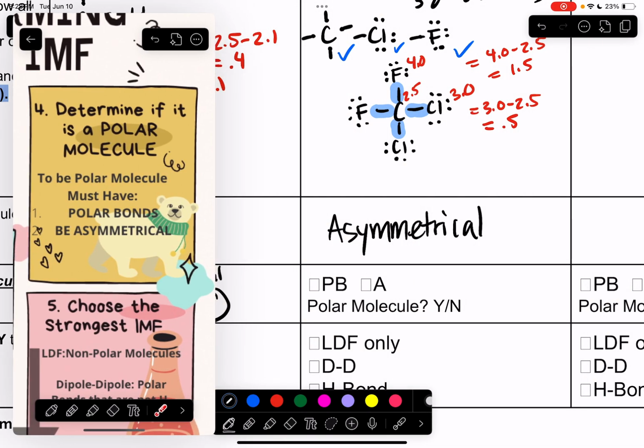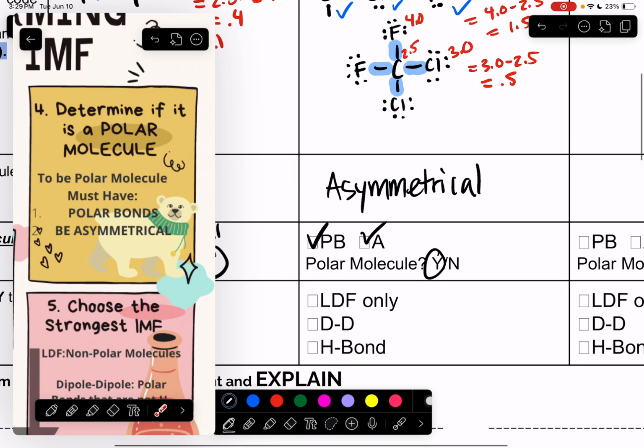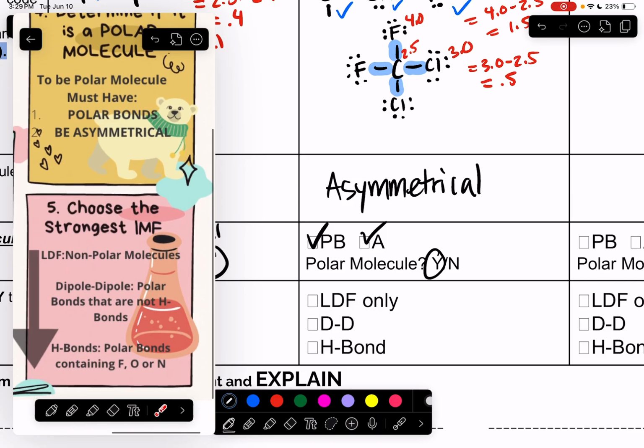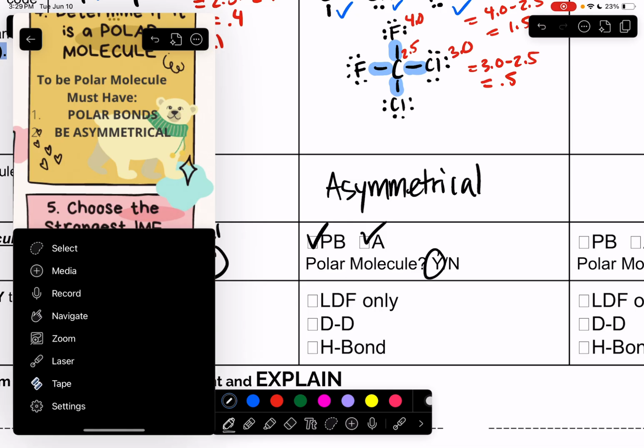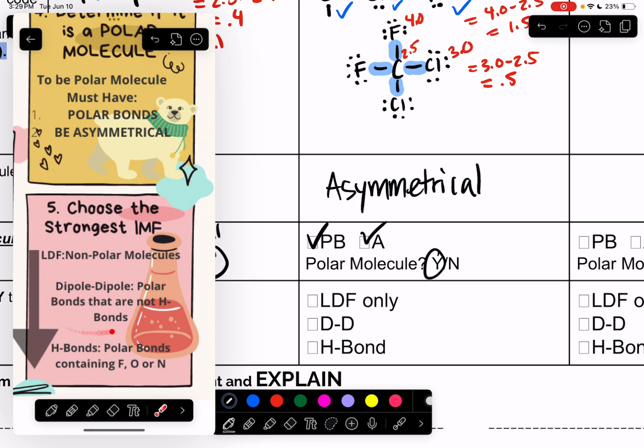I'm going to move on to the next thing, which is figuring out if this molecule is a polar molecule. So on my structure, I do have polar bonds, and I can tell because they're highlighted blue. This structure is also asymmetrical, which means yes, I do have a polar molecule. Now the last step is figuring out what's the strongest IMF. Well, I have 2 options for my strongest IMF since I have a polar molecule. This structure can either be dipole-dipole, or it can be hydrogen bonding as the strongest IMF.